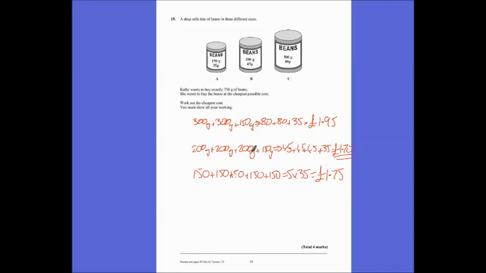It's really important you don't just dive in and just do one of those. You've got to check every single price, alright? And then you've got to make it clear which one is cheapest. So 3 lots of 200 grams plus 1 lot of 150 grams is cheapest at £1.70.